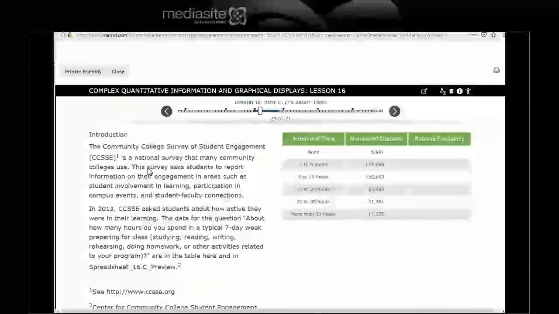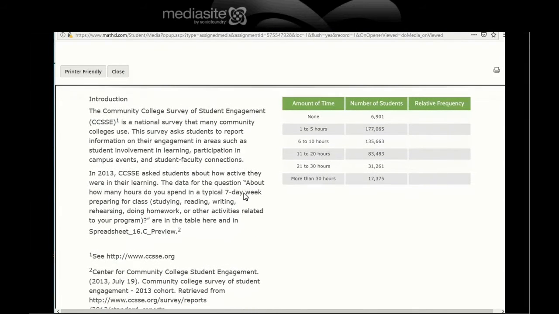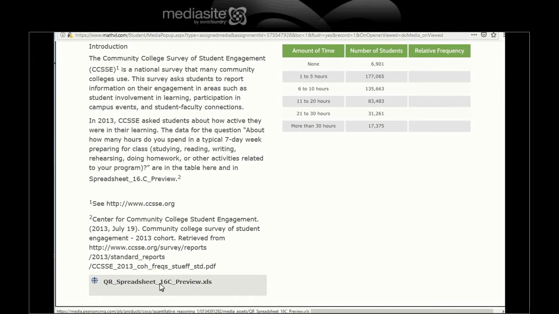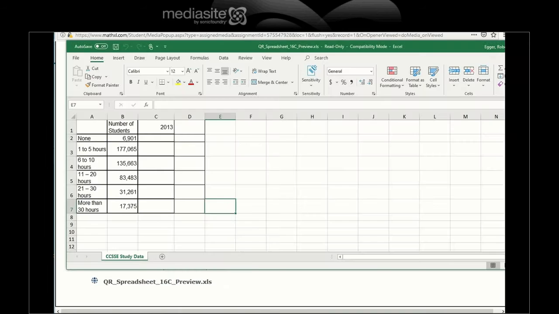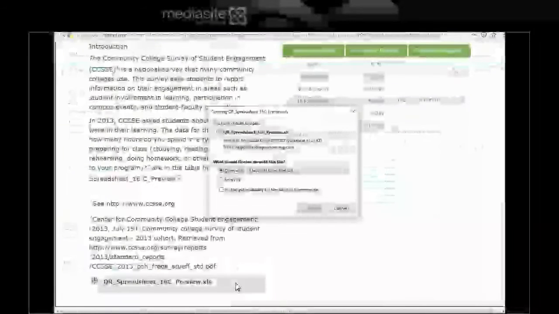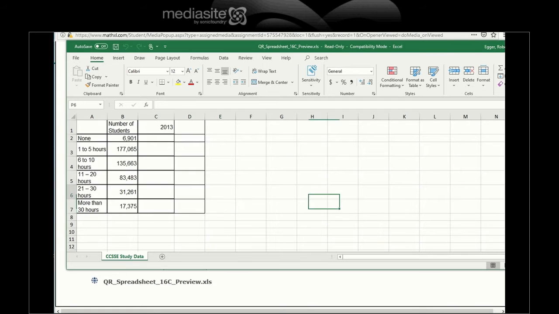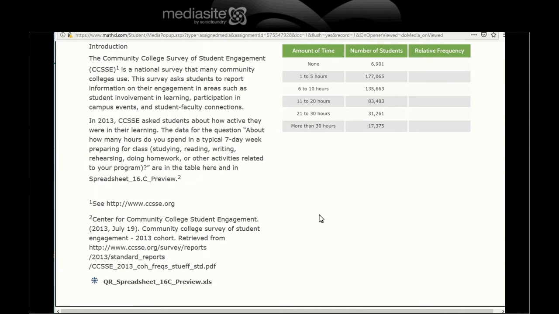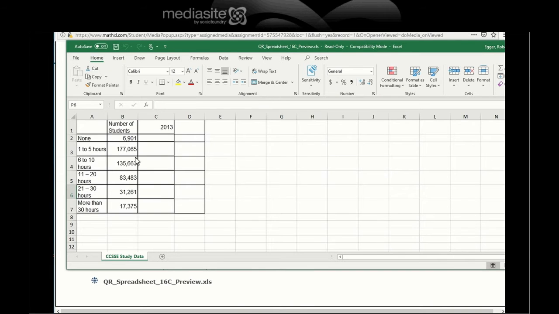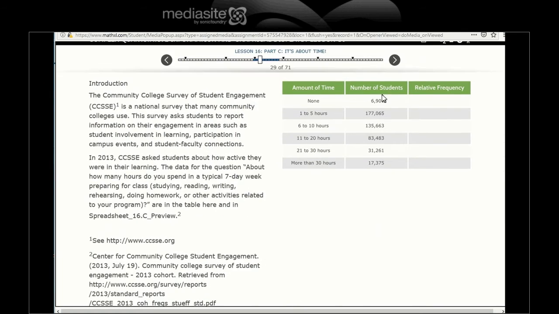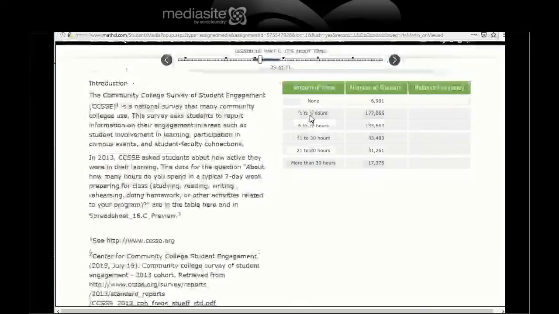We have a Community College Survey of Student Engagement, dated 2013. And here's the spreadsheet. You click on this, and you'll get the spreadsheet for the data. Don't want that one. Let's see, 1601, 1775, 17065, 17375. Yep, that's the data. So click on this one and you'll get the data set. You need to do a little scrolling here.